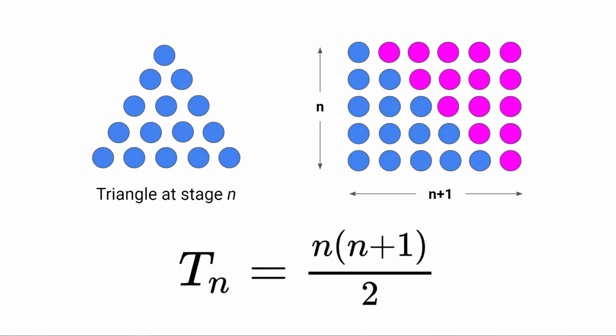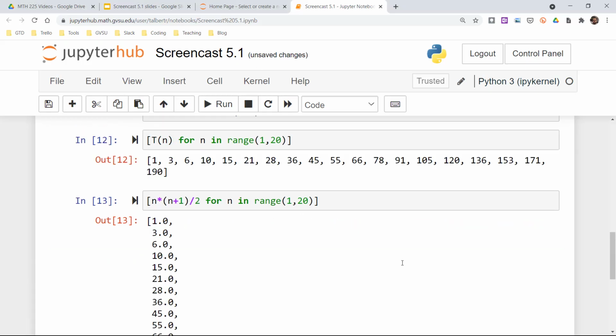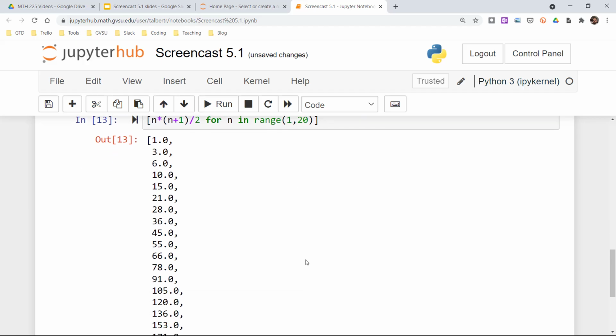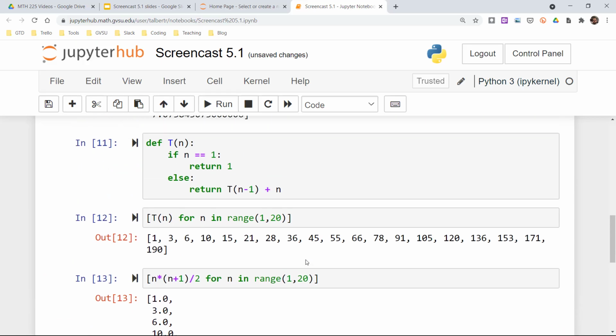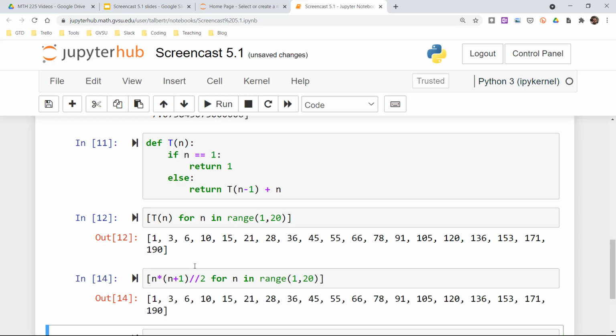Is it right? Well, here's a list comprehension that tests this directly. And when I do that, I can see that it does seem to produce the same sequence. So note there's no need for initial conditions with a closed formula. The formula just directly produces the output. And so here we've calculated the triangular numbers both with a recursive definition and with a closed formula.